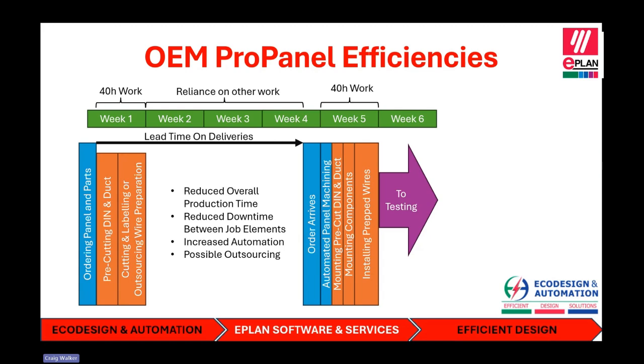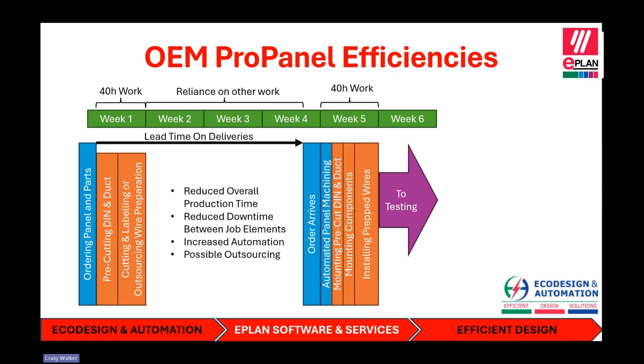So what we've got is, at the start here, we still have the ordering of the panel and parts, but now there's no longer a need to wait for the pre-cutting of the DIN and duct rail. You can actually pre-cut your DIN and duct rail to lengths and have that stored aside, ready to be mounted on the panel directly as soon as it arrives. And this obviously takes less time than the full manual marking off and pre-cutting. You're just measuring to lengths, versus comparing back and forward to the panel.